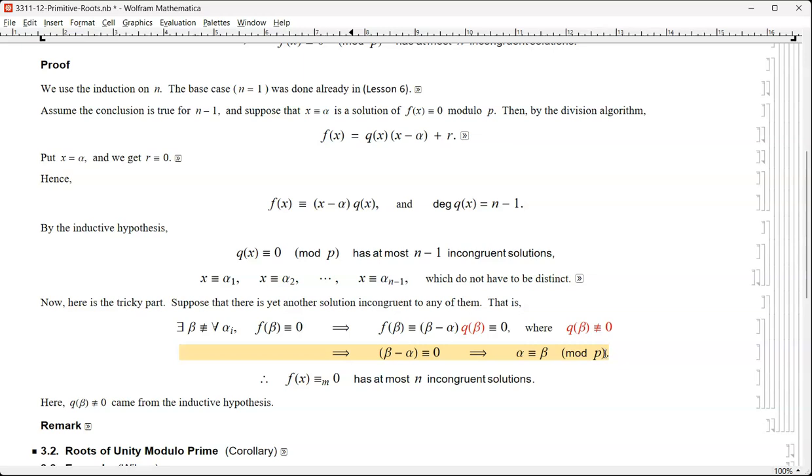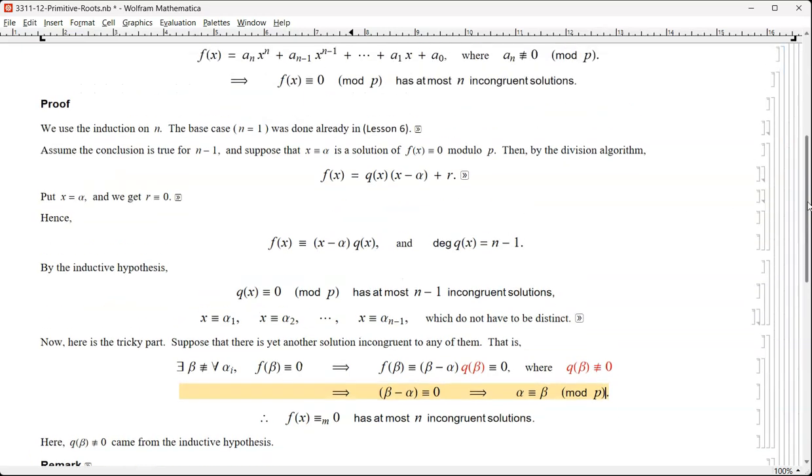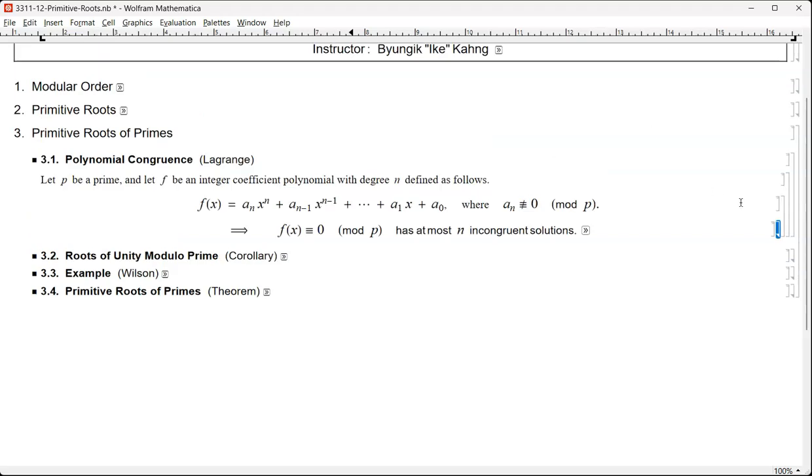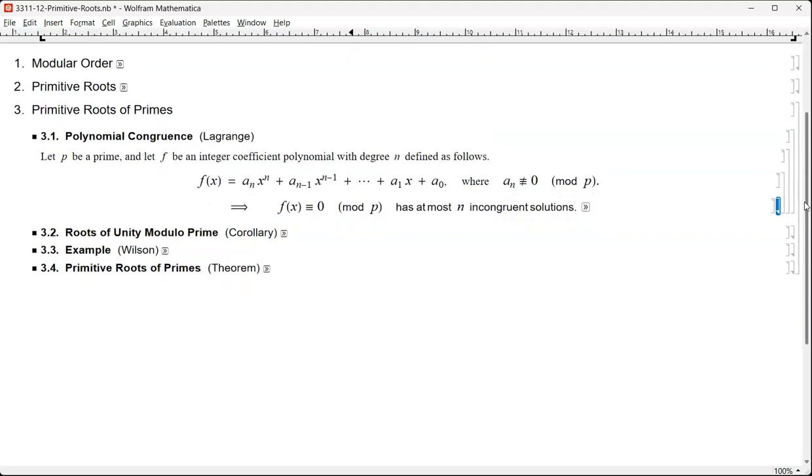So what conclusion do you get? If beta is different from any of those alpha 1 through alpha n minus 1, then it has to be the same as alpha. Therefore, there are a total of n minus 1 plus 1, n possible solutions. So we have n incongruent solutions. That completes the proof.